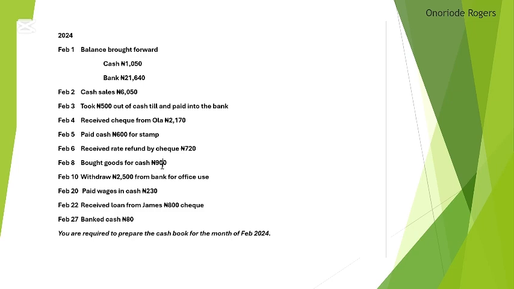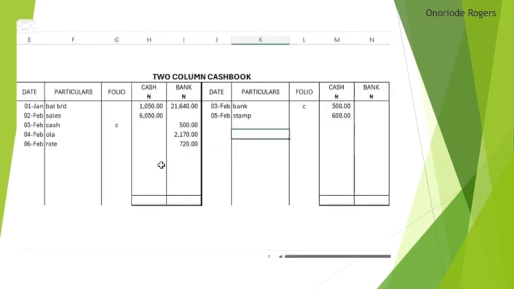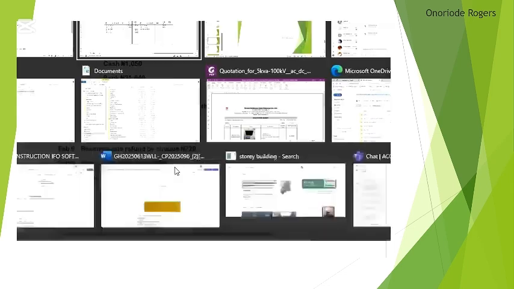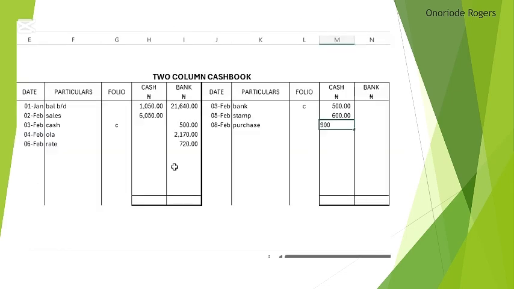The next one is bought goods for cash. We paid cash and we received goods. So cash is giving out money, so we go out on the credit side in accordance with the double-entry principle. 8th of 2, purchase. How much was that? Was it cash? Purchase, 900 cash.